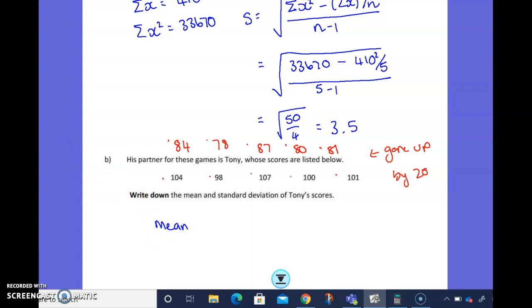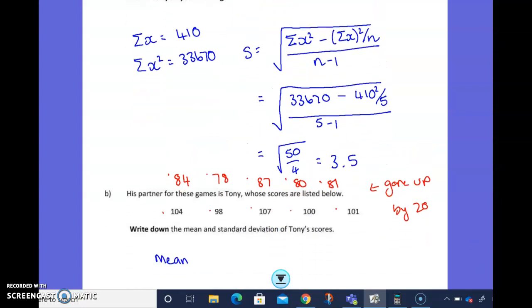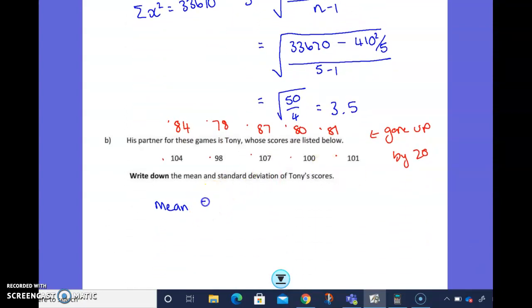So the mean for part A was 82. So your mean is going to be 20 onto that. So your mean would be 102. Standard deviation is a measure of spread. It's a measure of how spread out your values are. Each one of these values has had 20 added to it, so they're no more spread out. So your standard deviation is going to be exactly the same.